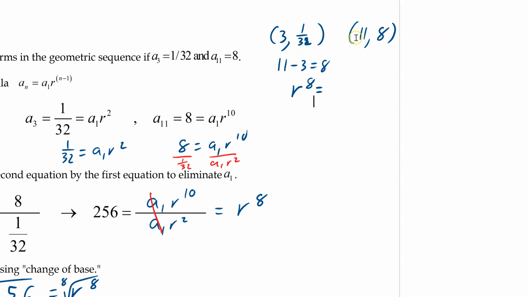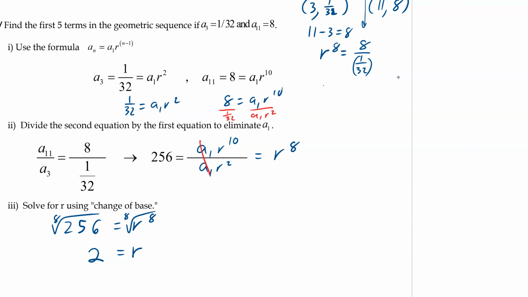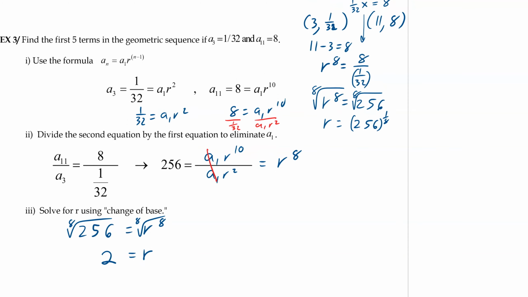So if I take those two and divide them, what it is doing is telling me what I have to multiply by. If you think about it, 1 over 32 times something equals 8. So that something would be 8 over 1 over 32. And that's exactly the same formula we got here. This is r to the 8th equals 256, and then we would take the 8th root on both sides. So r equals 256 to the 1 over 8, just like before. And there you have it.